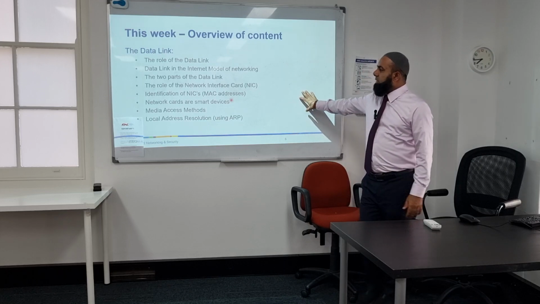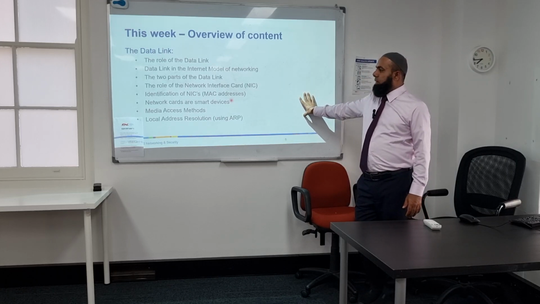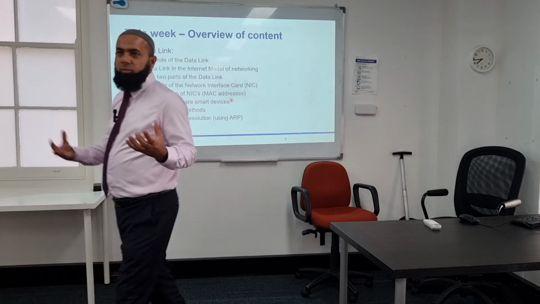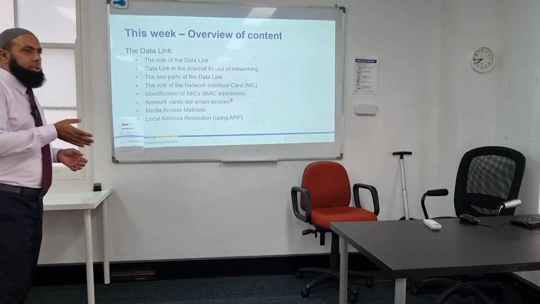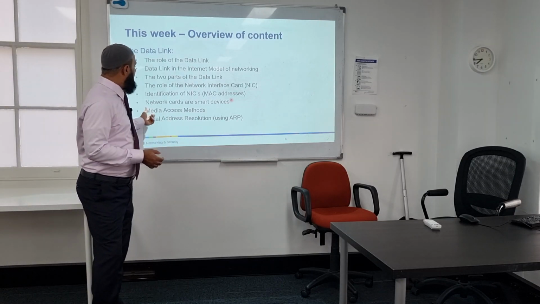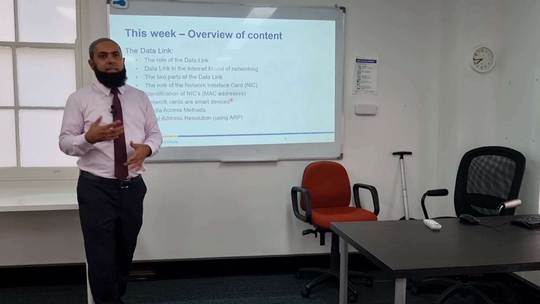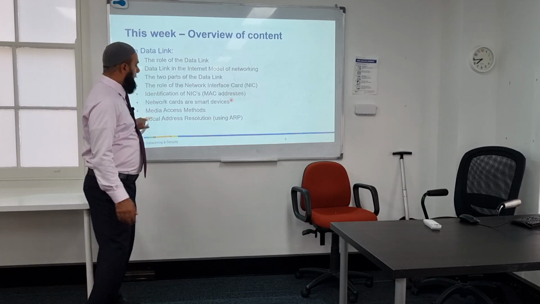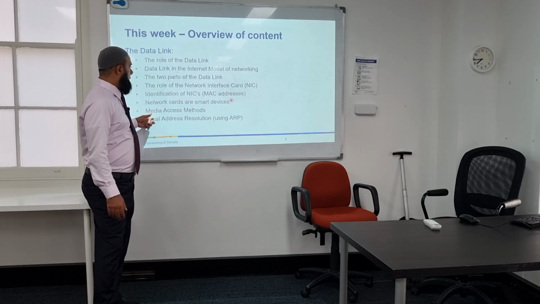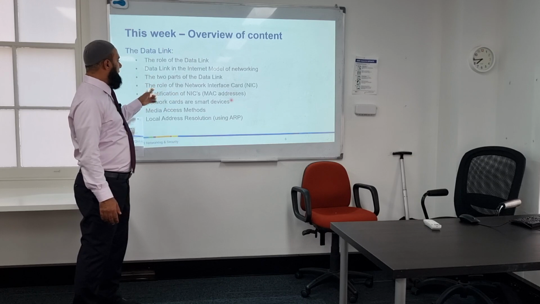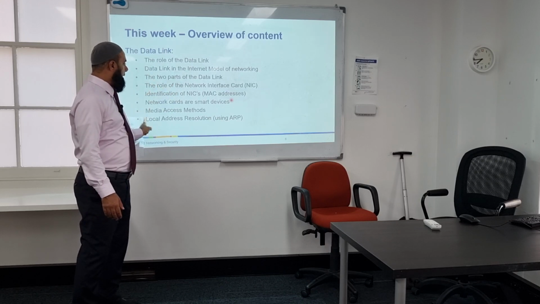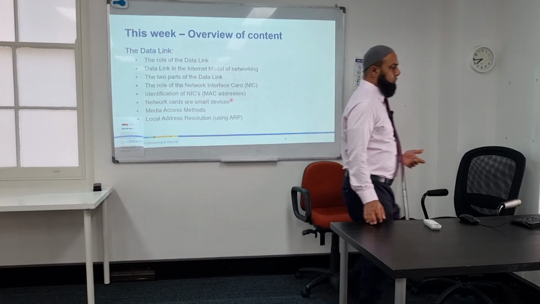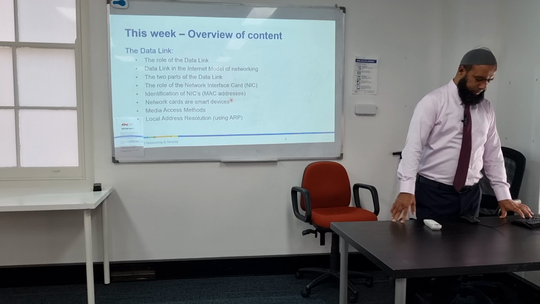Then network cards are smart devices. Smart devices means they can make a logical decision by themselves when some data comes, and based on that they can send it to the right device. Media access methods. What are the access methods? We'll see these in detail after this slide. And then that's important as well: local address resolution. So for data link, the most important things are the NIC and the ARP, address resolution protocol. We'll now look at how these things work.